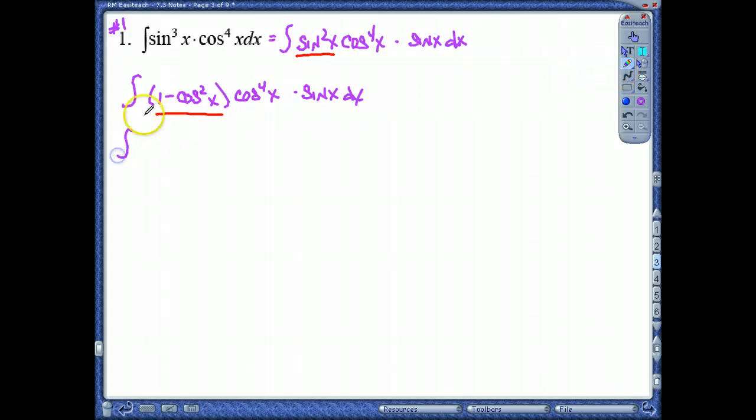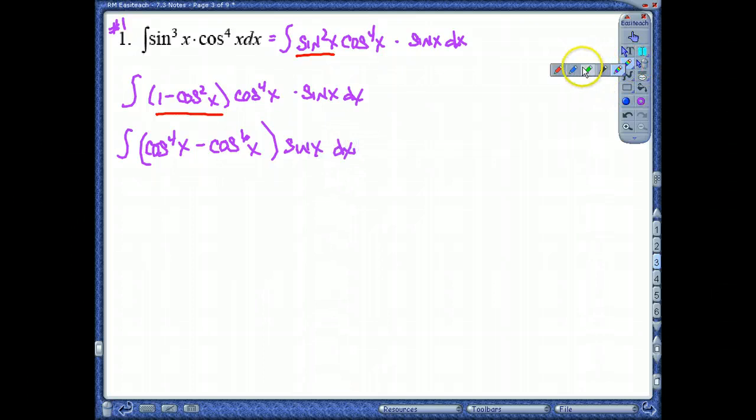Okay, we are going to multiply that out. So 1 times cosine to the 4th, and then cosine squared times cosine to the 4th. We still have that sine of x dx. Now we've got the perfect u substitution. So I'm going to let u equal cosine of x, and that means du is going to equal negative sine of x dx.